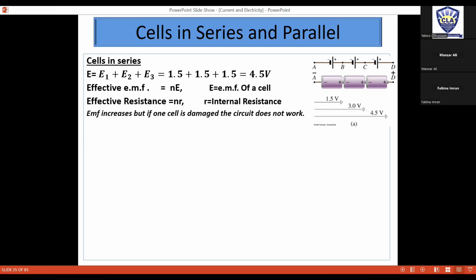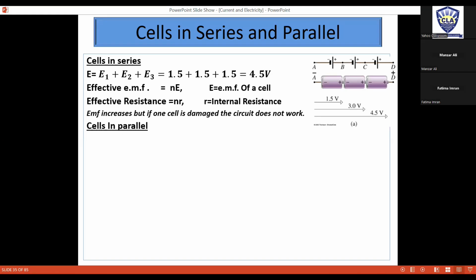We get higher voltage, but if one of the cells is damaged, then the whole circuit does not work. This is a disadvantage of series, that if one of the cells is not working, then the whole circuit does not work.